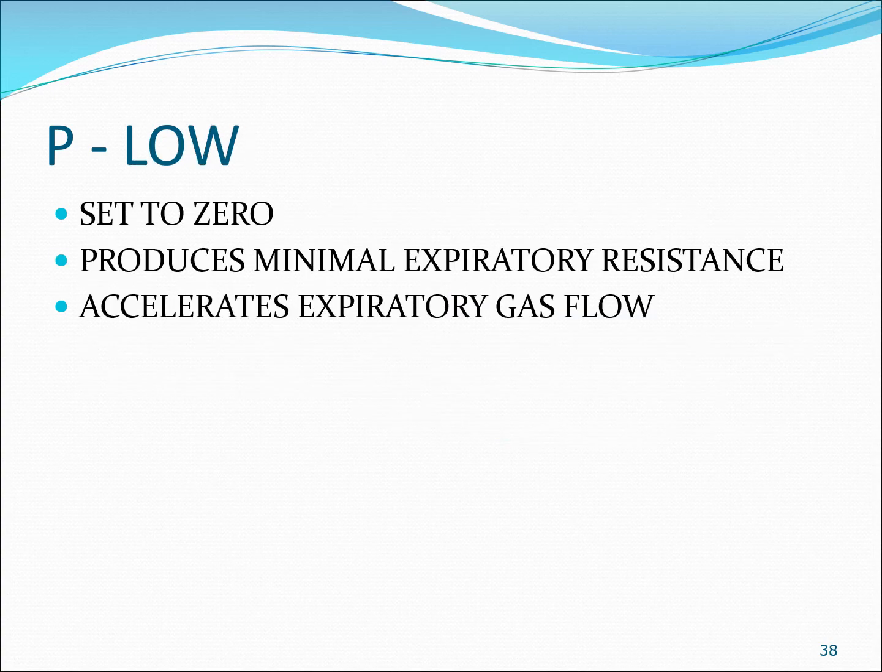Your next setting is your P low. When you set your P low to 0, this actually produces a minimal expiratory resistance, and this allows you to release the gases that are in your lung. This is how you remove CO2. So P low should be set to 0 because you want to allow for full exhalation.